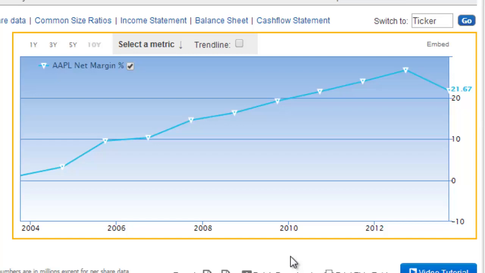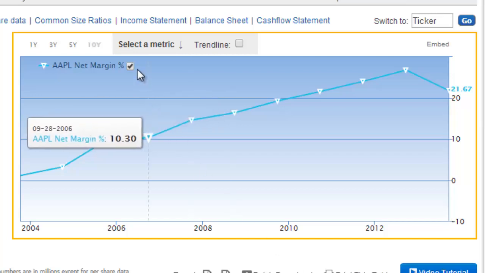A growing net margin indicates that a company is becoming more efficient or is able to continuously raise its prices. A declining net margin is a warning sign, because it could indicate that competitors are stealing away their profits or that customers are unwilling to pay high prices for the company's products or services.